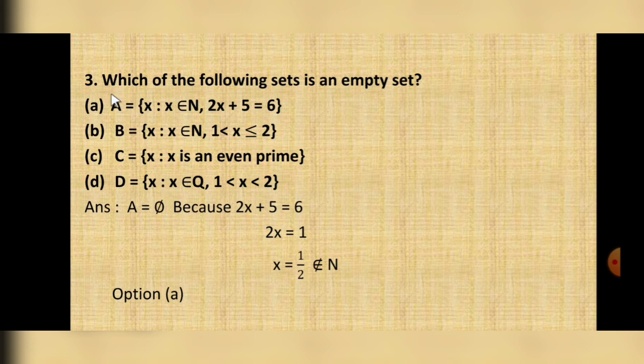So students, one by one you have to simplify. Suppose you find that the correct option is the first one, then there is no need to check the second, third and fourth ones. So option A is the correct one, that is an empty set.